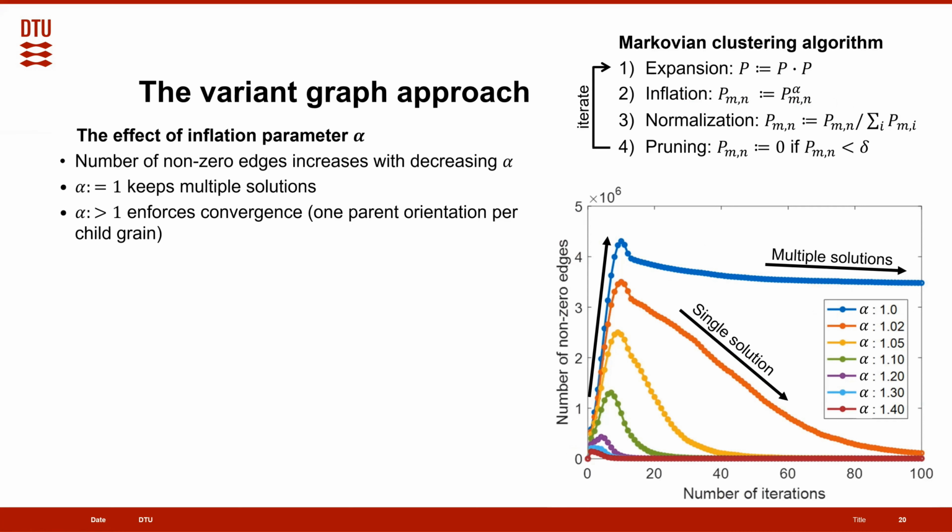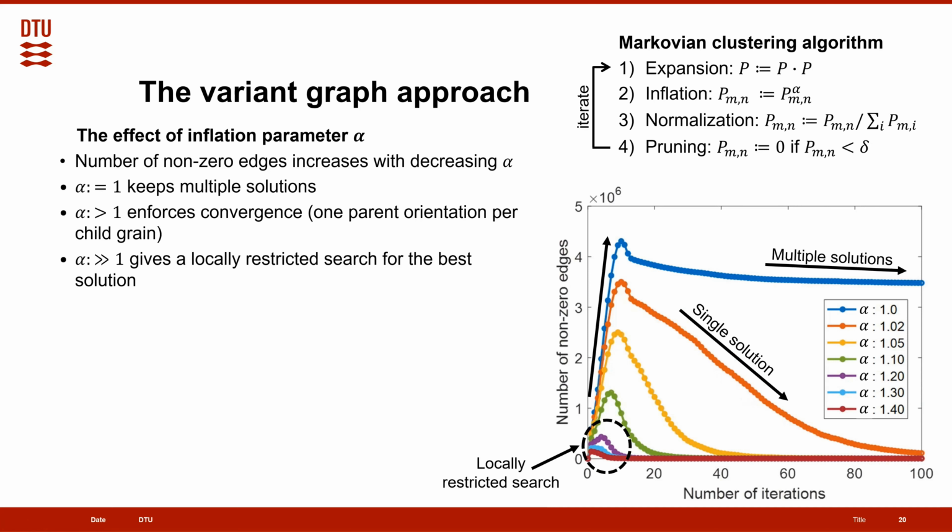What we can then do is cut down on the number of solutions quite quickly by introducing this inflation parameter. Already at just 1.02, we start at some point decreasing our number of non-zero edges towards what seems to be, in the end, a constant number. And this constant number would mean convergence, which means that each child grain has decided on one parent orientation at the end of the day.